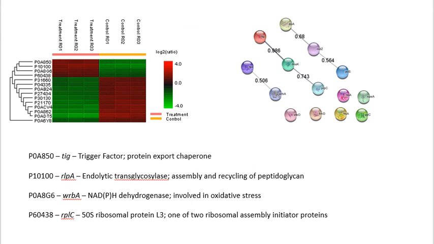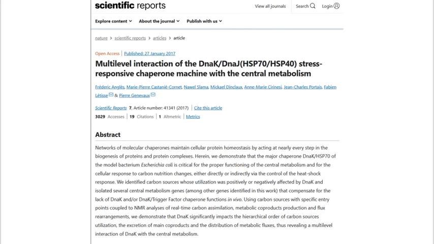This heat map shows proteins increasing in abundance in red and proteins decreasing in green. Only 4 increased, all of which were only identified by Peaks. I began by investigating these 4: TIG, RLPA, WRBA, and RPLC. TIG was found to be more than double the abundance in the treatment sample against the control.